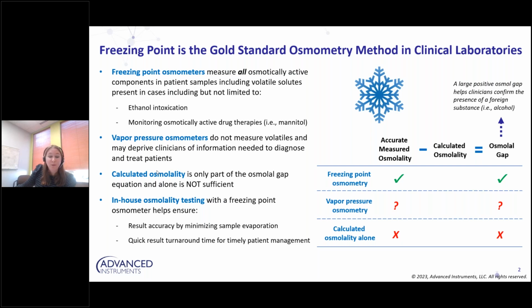Generally, osmolality is an in-house test performed on a freezing point osmometer located in the clinical laboratory. That does a few things. One, it gives control over the method that's being used to ensure that freezing point osmometry is used. In addition, it helps minimize any sample evaporation that may take place after collection. And that's really critical for result accuracy. The longer you wait to test that sample, the greater the potential for evaporation. So it's really important to have that instrument on site. The other, of course, is the physician need. The physician has ordered osmolality because he or she needs that test quickly to make treatment decisions.